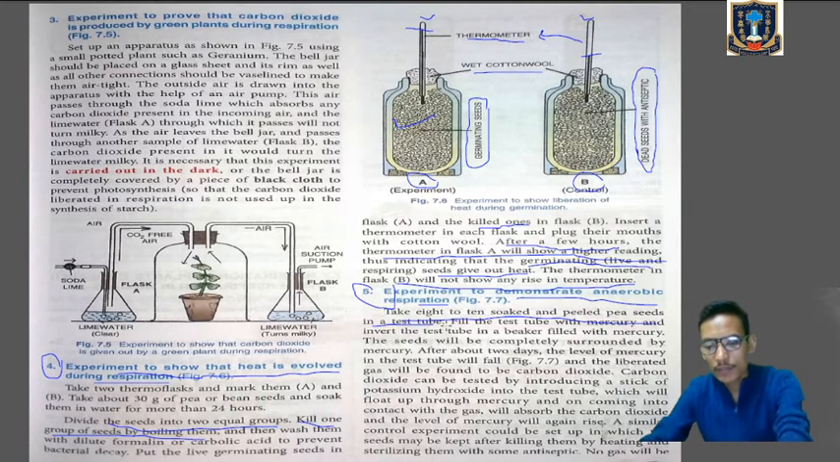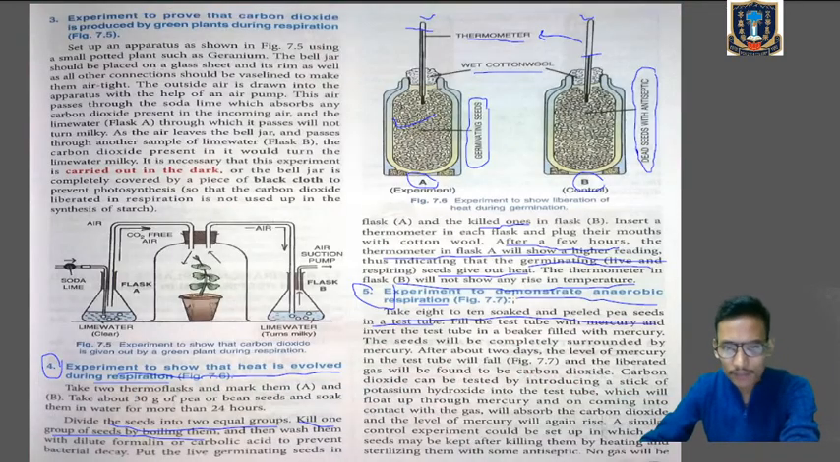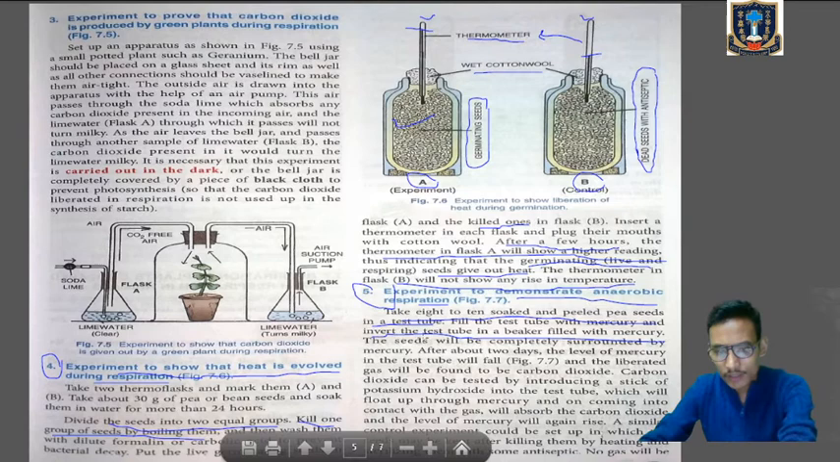Okay, so look over here. This is the test tube, and inside the test tube we are putting the peeled and soaked pea seeds. Clear? Okay, then invert the test tube in a beaker filled with mercury. So the seeds will be completely surrounded by mercury.